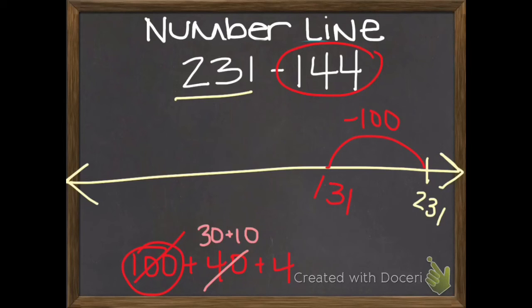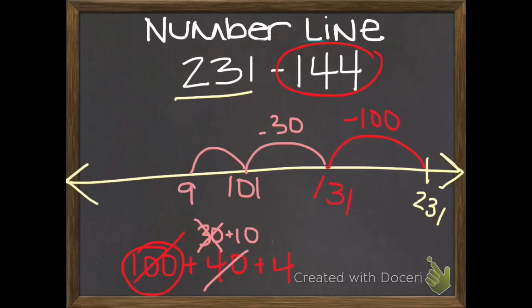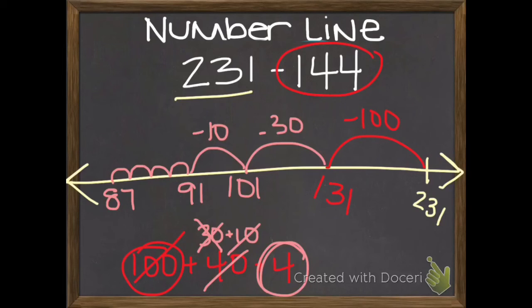Okay, so I know that 131 minus 30 is 101. So I've got that done. Now I'm going to go back 10 more, and I know that gets me to 91. And I still have 4 left to go. So I'm going to just count backwards. 90, 89, 88, 87. I got ahead of myself because I knew 91 minus 4 in my head. Okay, so basically what I did is I just took it in smaller steps all the way back until I got to my answer.